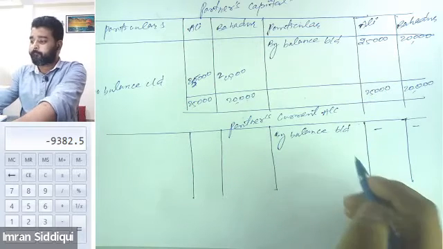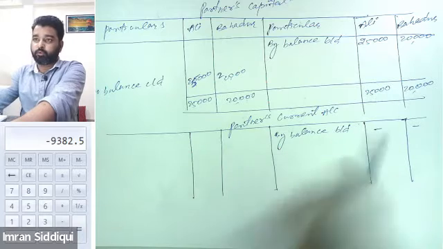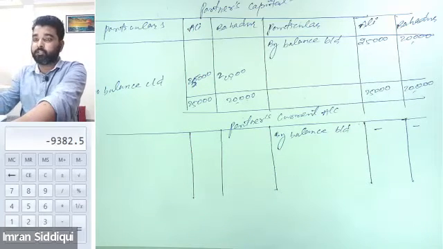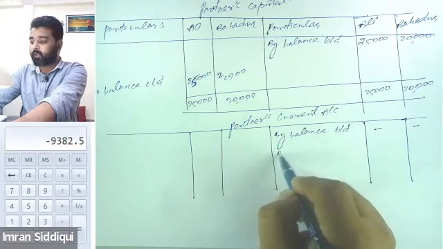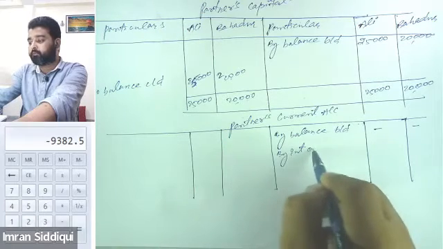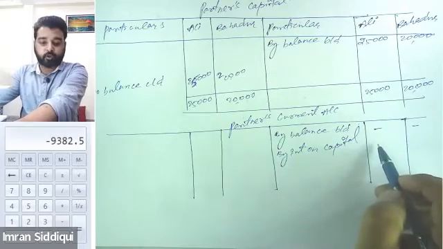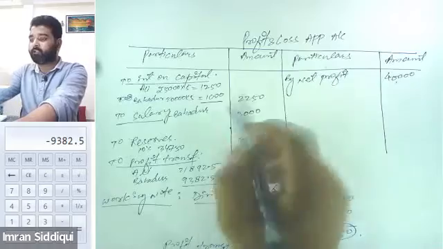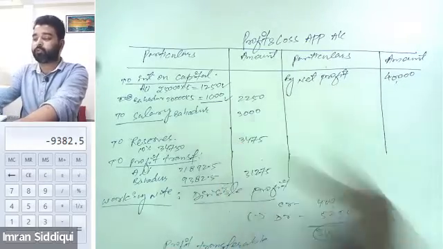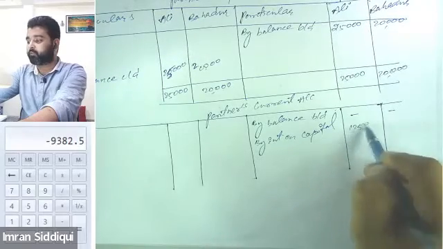Now we will write down all those transactions that increase the current account balance of the partner. We have paid interest on capital to the partners, right? So by interest on capital will be recorded here. We have given interest of 1,250 rupees to Ali and 1,000 to Bahadur. So we will simply write it here. For Ali it will be 1,250, and for Bahadur it is 1,000.